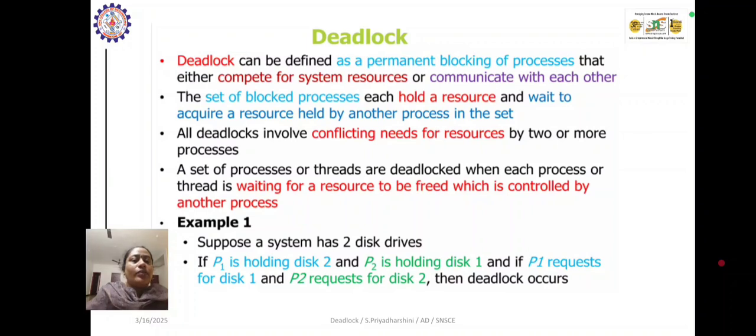All deadlocks involve conflicting needs for resources by 2 or more processes. A set of processes or threads are deadlocked when each process or thread is waiting for a resource to be free, which is controlled by another process or which is held by another process. So for example, suppose consider a system contains 2 disk types. If P1 is holding disk 2 and P2 is holding disk 1, and if P1 requests for disk 1 and P2 requests for disk 2, then there is a deadlock.